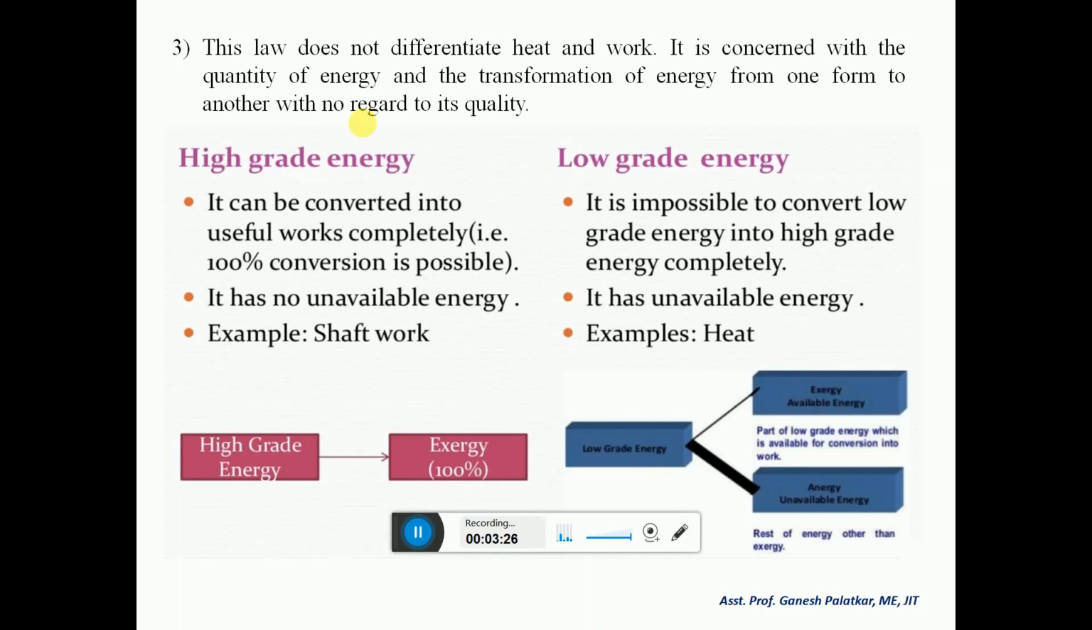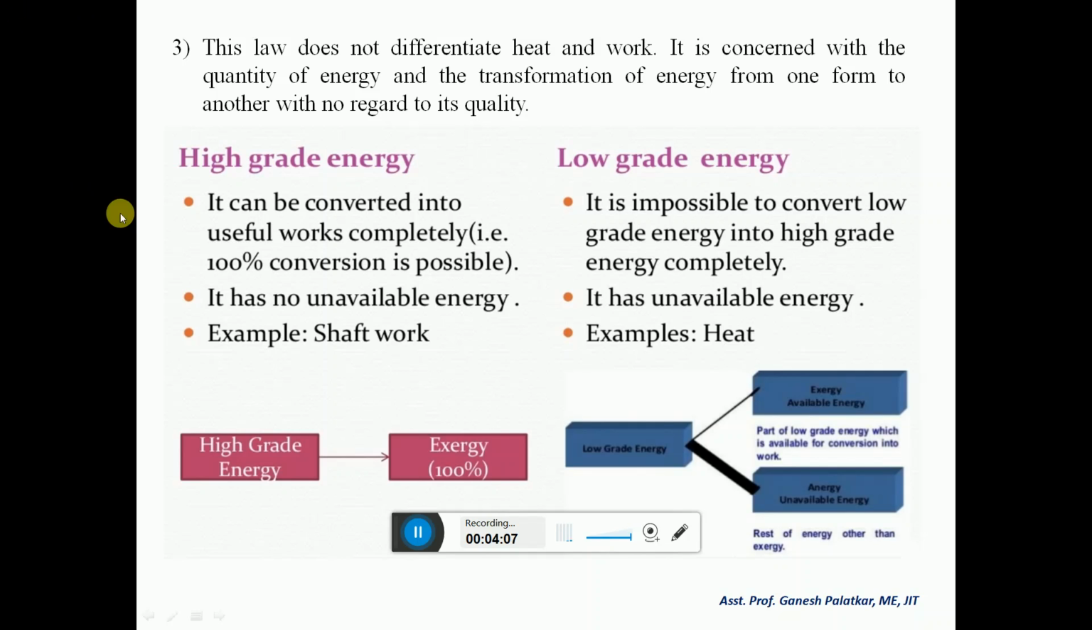Next, the third limitation is that this law does not differentiate heat and work. It concerns the quantity of energy and the transformation of energy from one form to another with no regard to its quality. It means that the second law of thermodynamics takes into account the direction of the process as well as quality of energy, and it states that in any process, high grade energy can only be converted into low grade energy. The energy cannot be upgraded by its own.